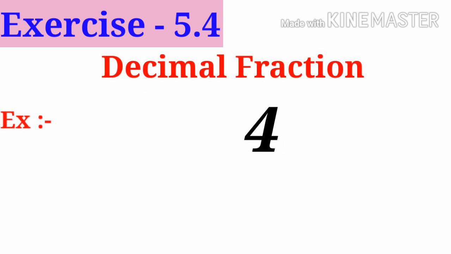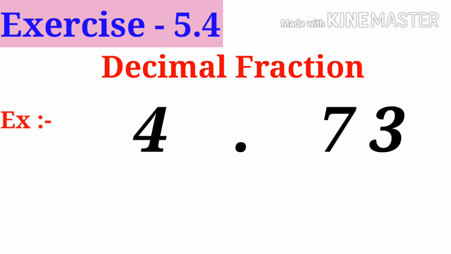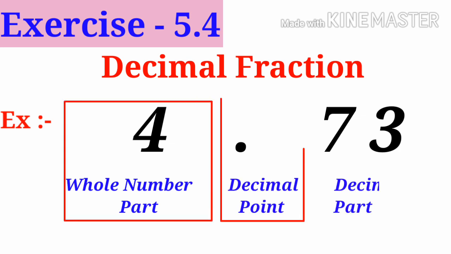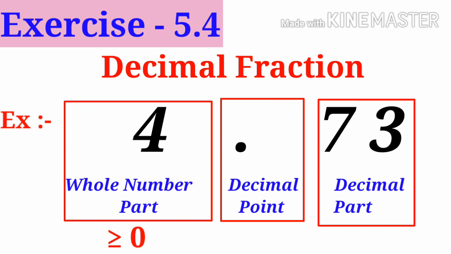Let us take an example 4.73. Here 4 is called the whole number part. Here point is called the decimal point and 73 digits are in decimal part. Whole number part is always greater than or equal to 0, which is on the left side of decimal point. Decimal part is always less than 1, which is on the right side of decimal point.